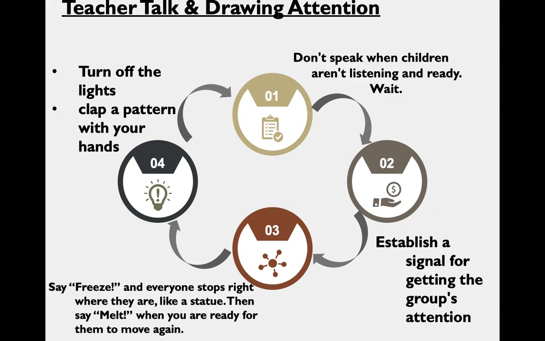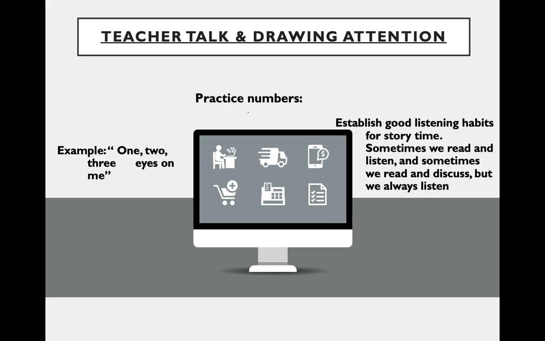You should establish a signal for getting the students' attention or the group's attention. For example, you can practice numbers like 1, 2, 3, eyes on me. We should also establish good listening habits. For example, for story time, sometimes we read and listen, and sometimes we read and discuss, but we should always highlight that students should always listen.